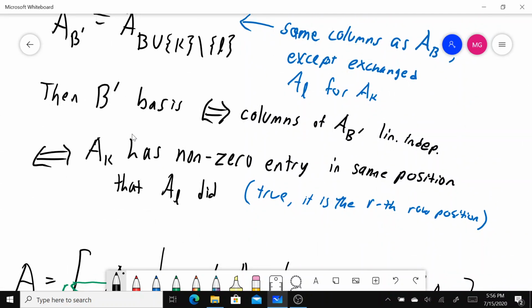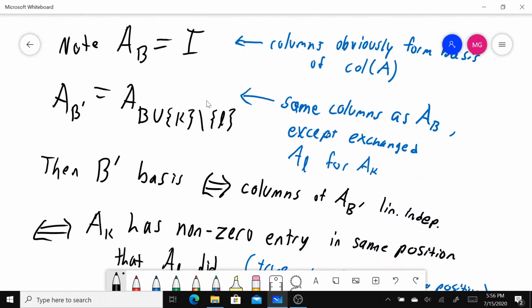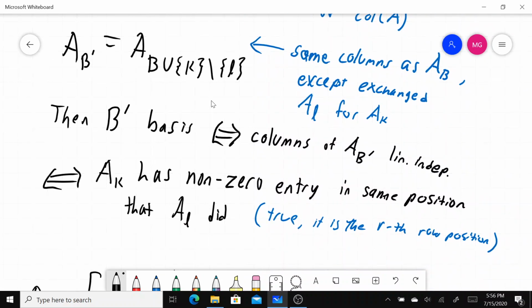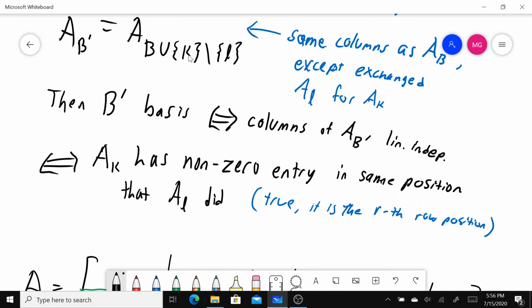So this is all true if and only if AK has a non-zero entry in the same position that AL did. Even if there are other entries of AK that are non-zero as well, it's okay because the rest is the identity matrix. You can verify for yourself that being so close to a complete identity matrix will give us a basis, as long as the corresponding entry in the kth column vector A_K is positive for the same entry as it was for AL.